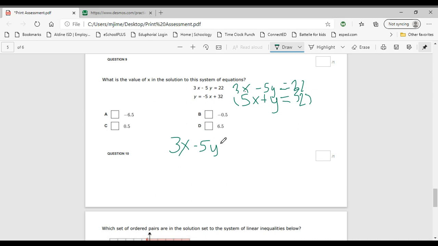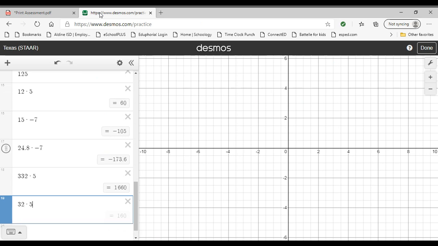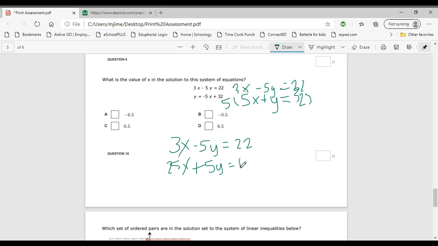All right, it wants me to get rid of the y's because you want the x. My bad. I thought I was doing something wrong. Okay, you're multiplying it by 5. So it's 25x plus 5y equals, what is 32 times 5? 160. All right, you're going to add, and that's going to help you cross out the y's, and so you'll say 25 plus 3 is equal to 22 plus 160, and then divide, and you'll get what x is.